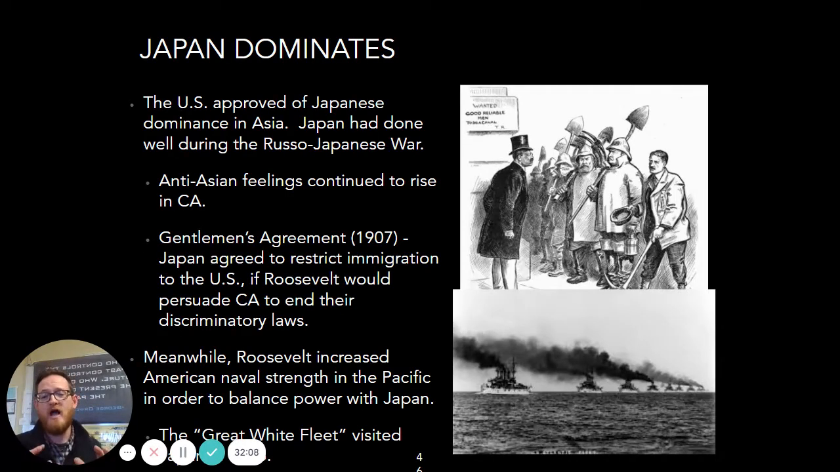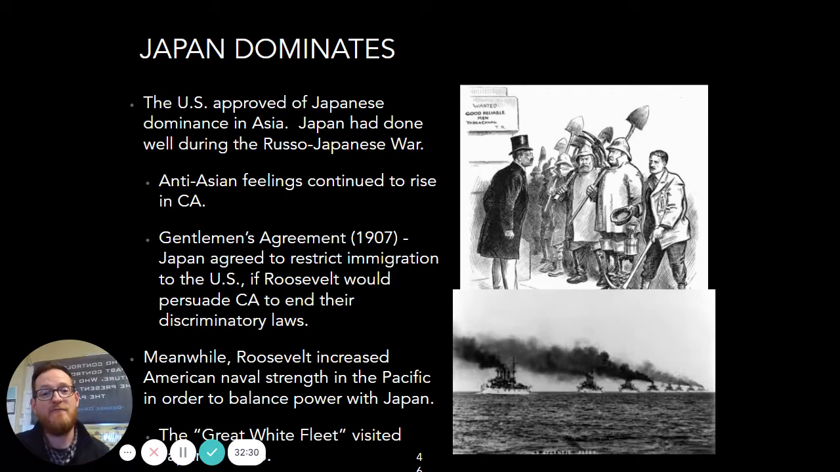All right, shifting back to Asia over there, you're going to see that Japan would dominate. I've already mentioned Japan, but Japan during this time was really, really growing. Japan had kind of been growing for a while. The U.S., we did not mind Japanese dominance in Asia. Japan had been doing really well since the Russo-Japanese War, in which they had been kind of victorious.